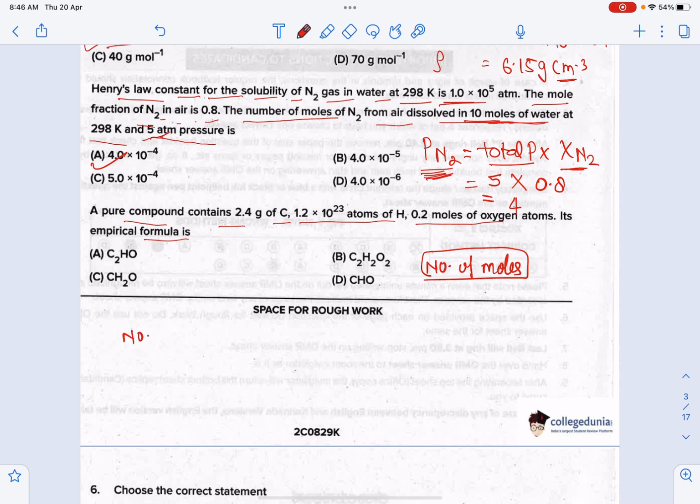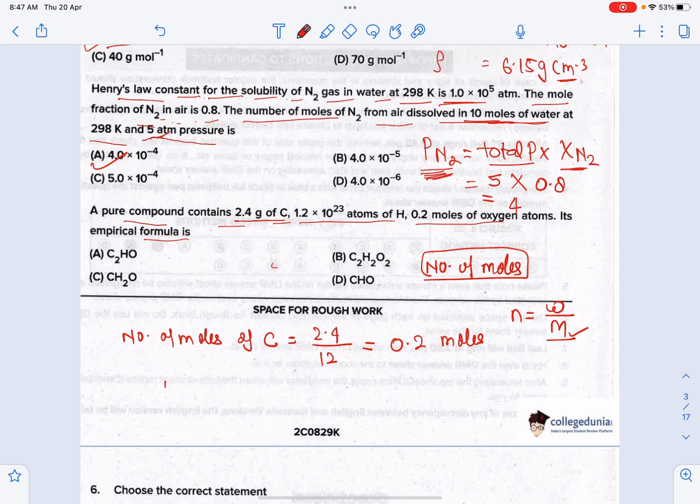So number of moles of carbon: here it is given that the compound contains 2.4 gram of carbon. As you know, the number of moles is equal to the mass of the substance divided by the molar mass of the substance. Mass of carbon is given as 2.4 and we divide with the molar mass of carbon, which is 12. When we calculate, we find 0.2 moles.